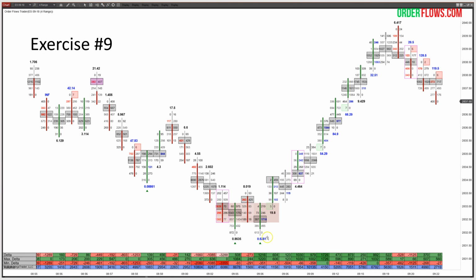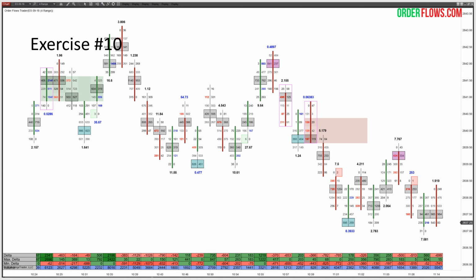But over here, this is where the activity in the delta was very telling. I put this in there because I really want you to sit here and struggle and see, well, you shouldn't be able to really see anything discernible other than the divergences in the delta here. Okay, so moving on to exercise number 10.